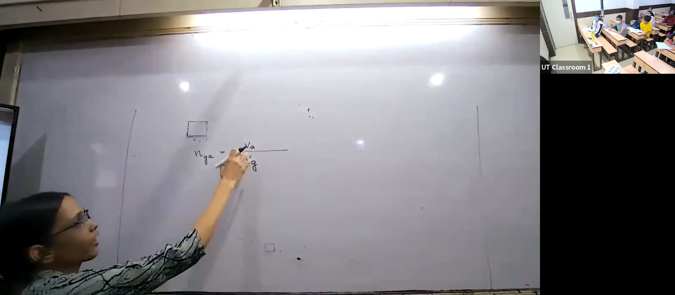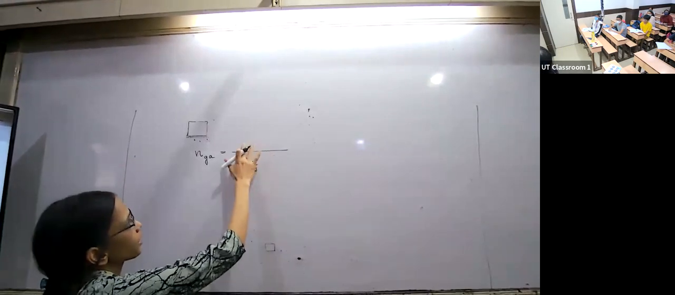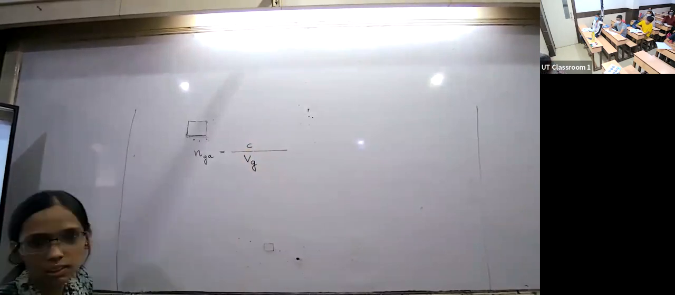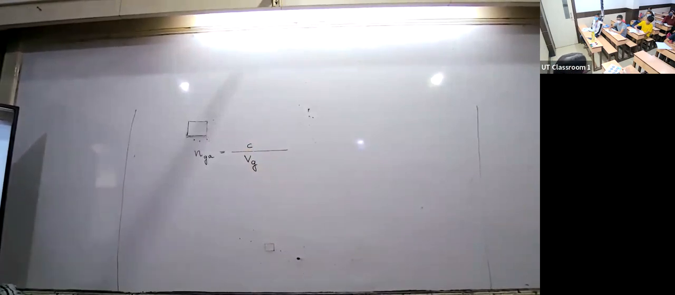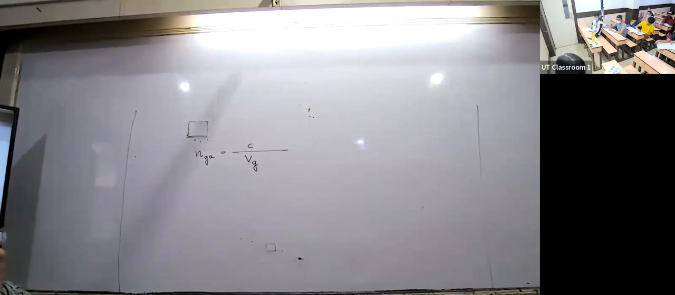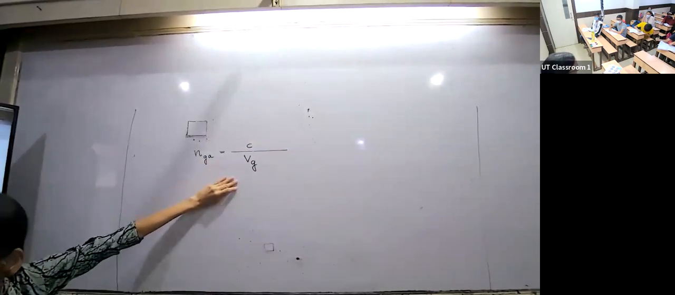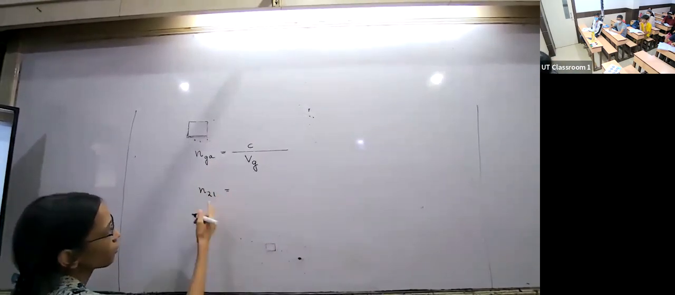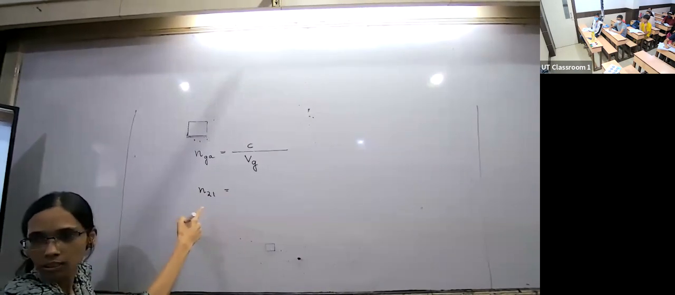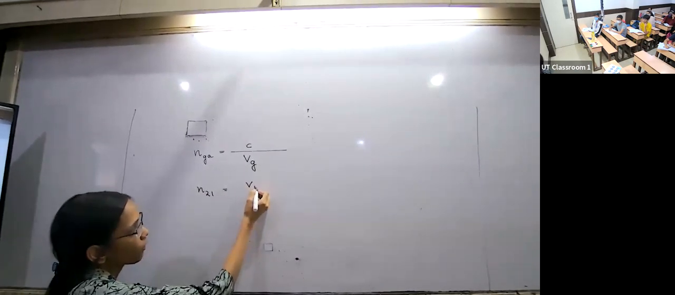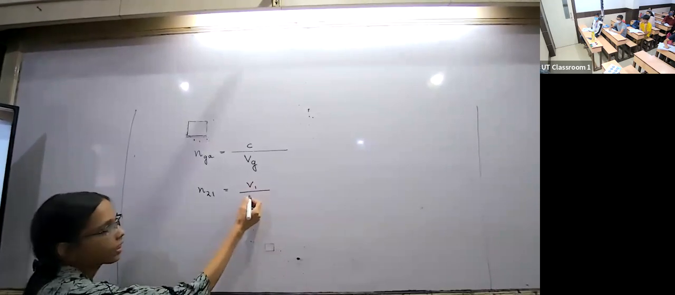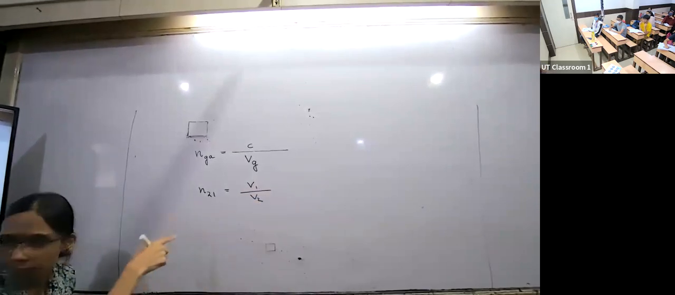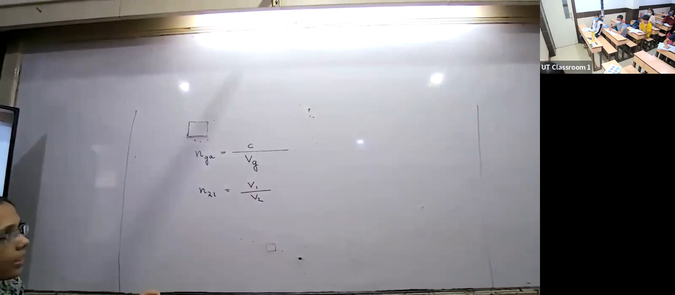The way they represent the speed in air is small c, and we all know what the speed of light in air is: 3 into 10 to the power 8. So this is my formula. Again, if I write it like this, what is my surrounding medium? 1. So what will come over here? Speed of light in 1, and below, speed of light in 2. Is this clear? Now, this is refractive index.